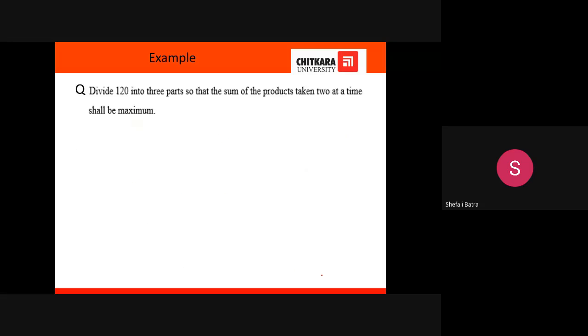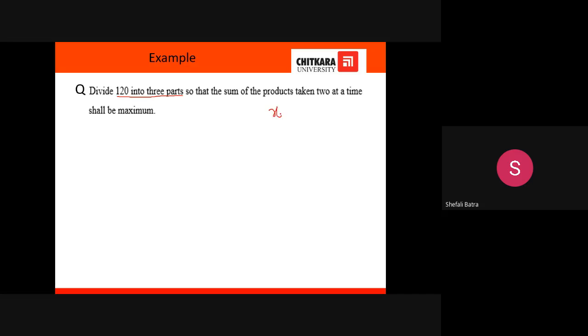Now come to the next question. Divide 120 into three parts so that the sum of the products taken two at a time shall be maximum. Divide 120 into three parts so that the sum of the products taken two at a time shall be maximum. Anyone who can explain this question? How to proceed? Divide 120 into three parts.